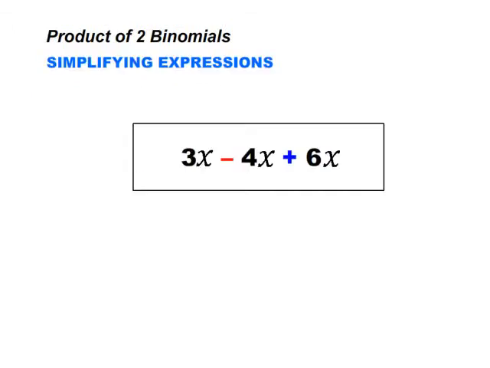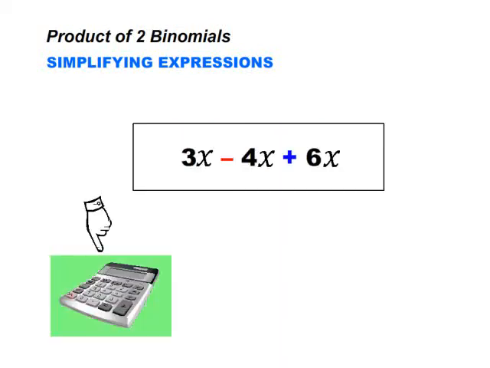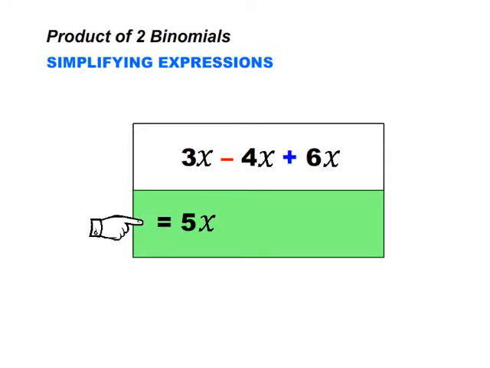Let's have a look at simplifying expressions. Suppose you were asked to work out the value of the following expression. The expression is 3x subtract 4x plus 6x. 3x, 4x, and 6x are called like terms. They can be added or subtracted together. Using a calculator, 3 subtract 4 plus 6 will give us 5. So this means 5x will be our answer.